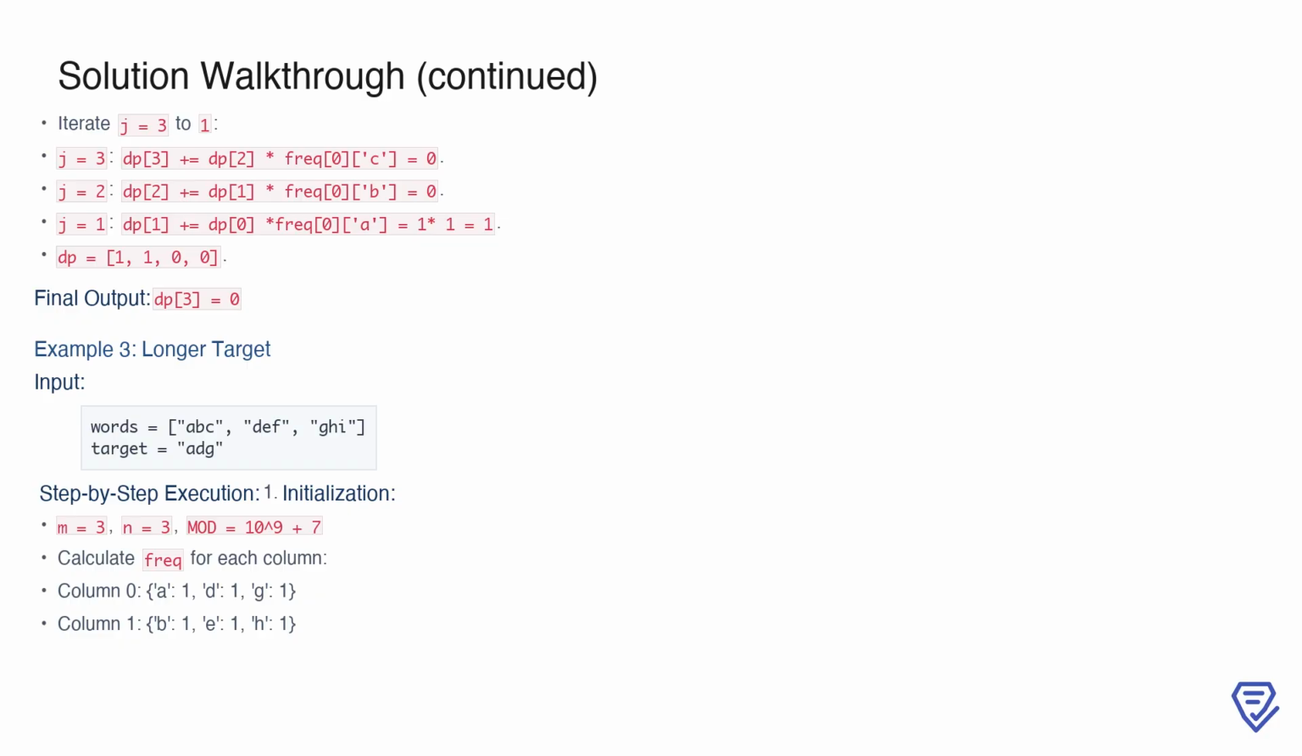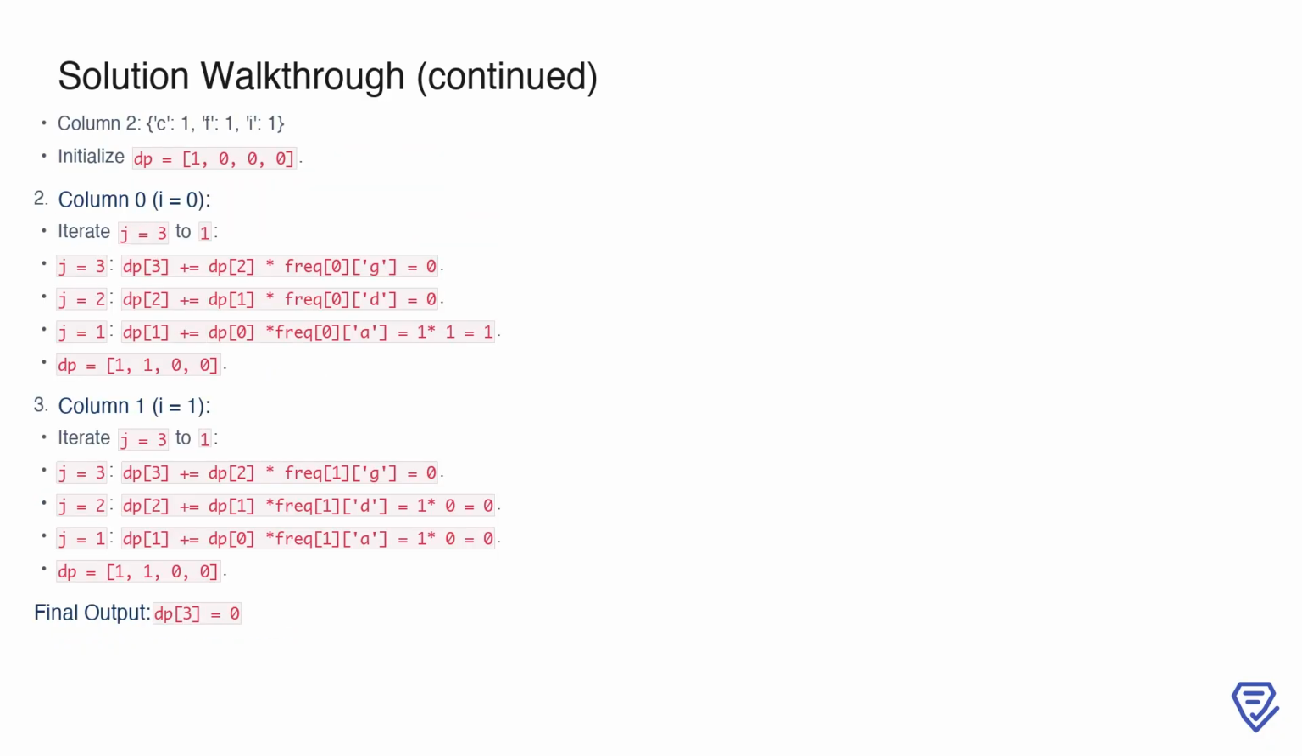Finally, for j equals 1, the target character M matches, and dp[1] is updated to 1. The final dp array is 1, 1, 0, 0. The answer to this example is dp[3], which is 0. This indicates it's impossible to form the target ABC using the given words. Let's now consider a longer target string in the next example.